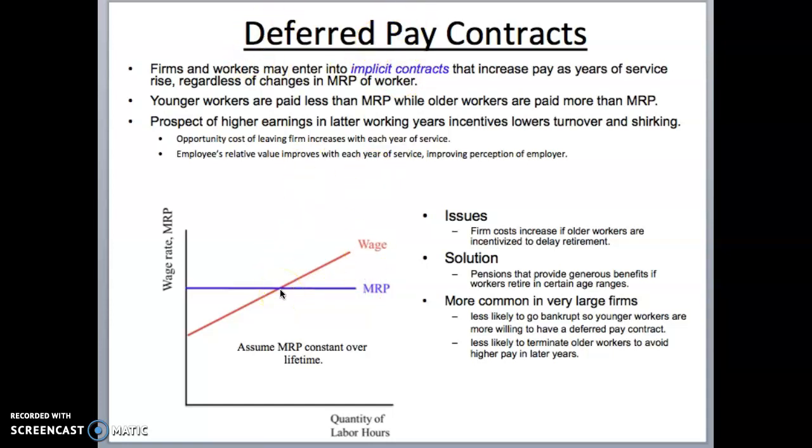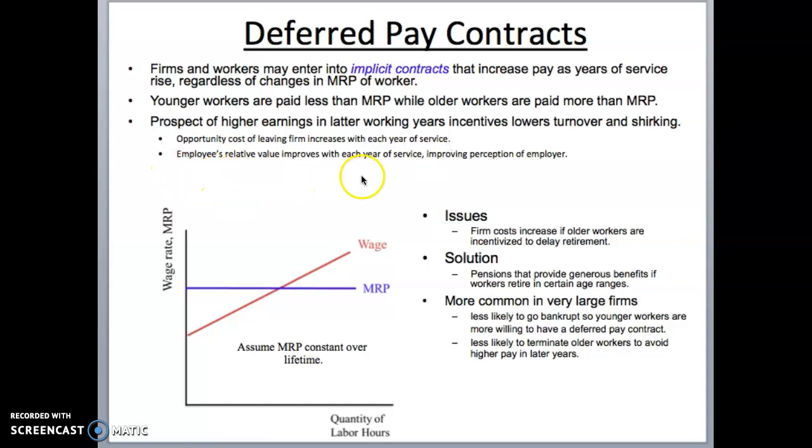This has a strong effect on turnover because every year that you're there, you're moving up in wage and getting closer and closer to that marginal revenue product that you're contributing. And then eventually you're getting paid well above that. So every year that you work for the company, you have a higher opportunity cost of leaving. Hence, people often stay with a company that offers this kind of pay schedule.